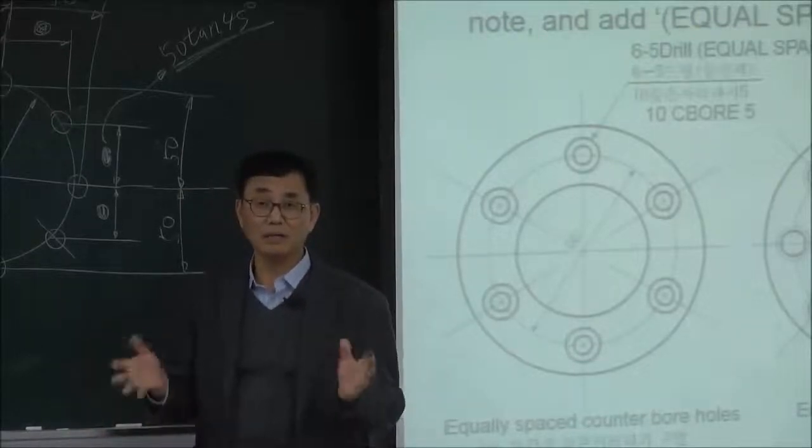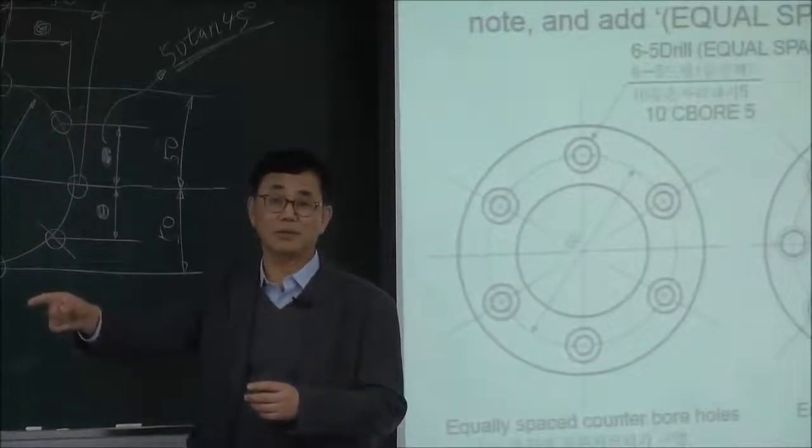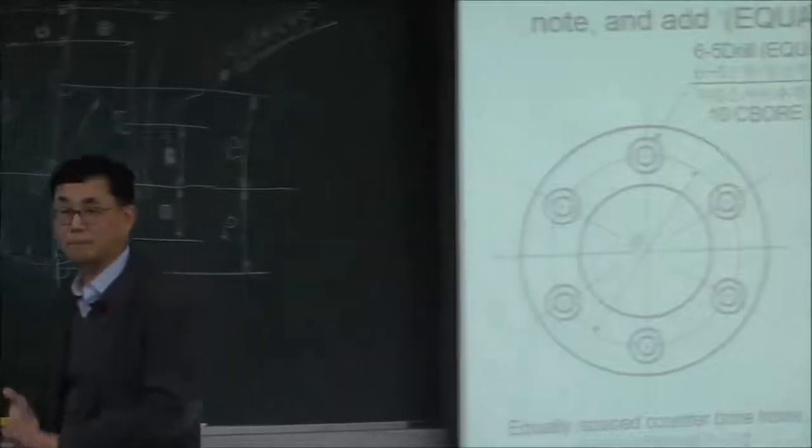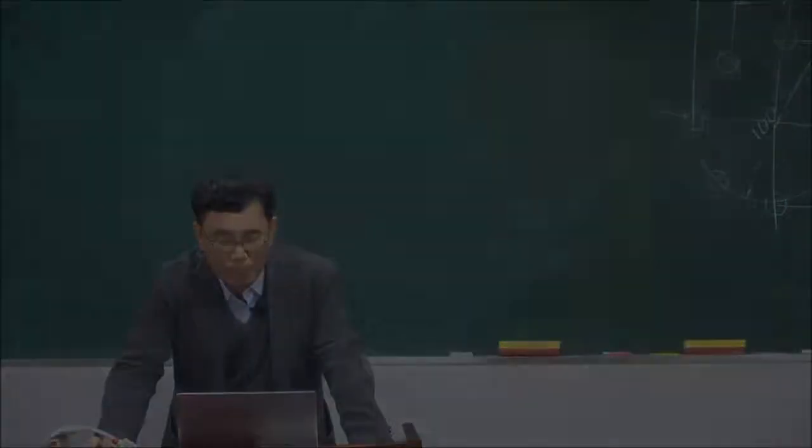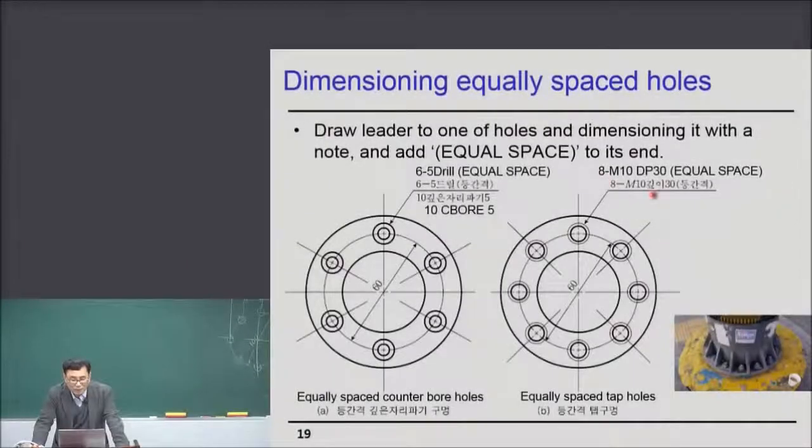Now, the answer is on the slide. All right? Let's go to the slide. Now, this is the right answer: 8, M10, depth 30, and equal space. Equal space is enough for the dimensioning of these equally spaced holes. Now can you understand me?